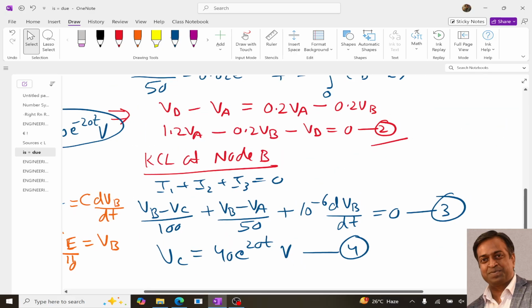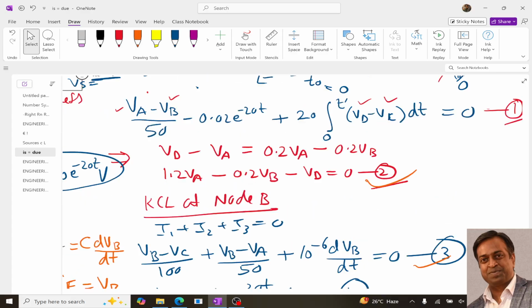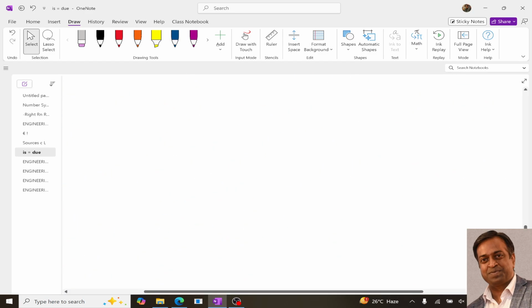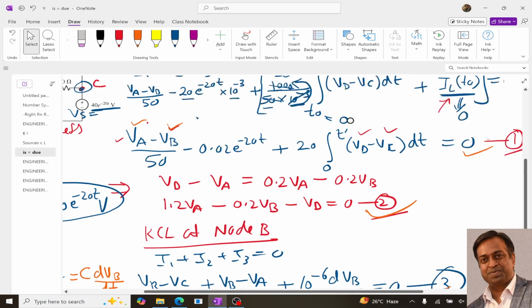So now you can see we have the four equations, equation 4, 3, 2 and 1, and all these equations are in terms of the node voltages VA, VB, VC, VD. So this is the solution to this particular problem.